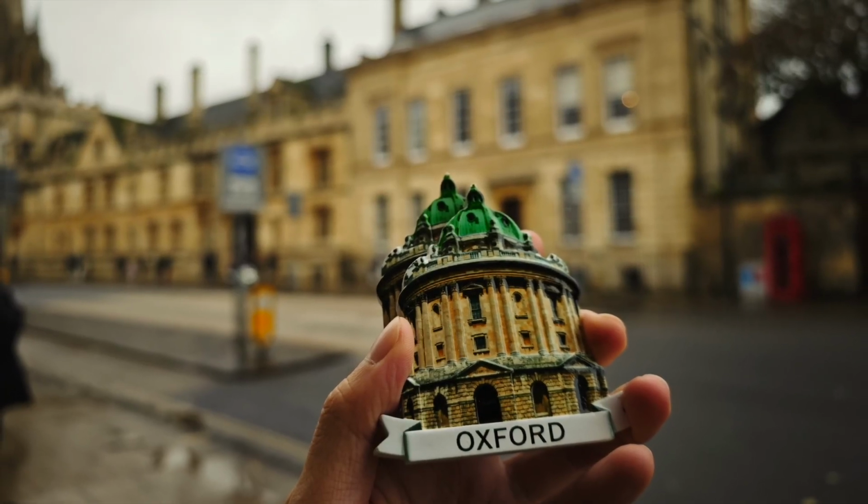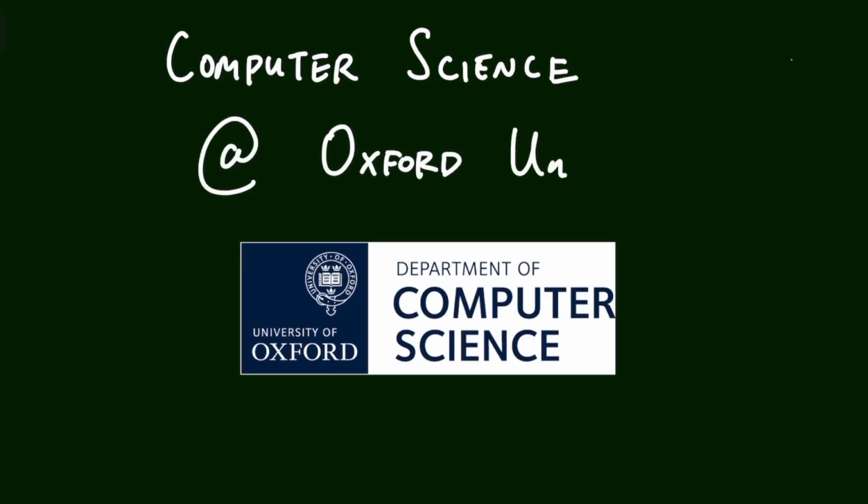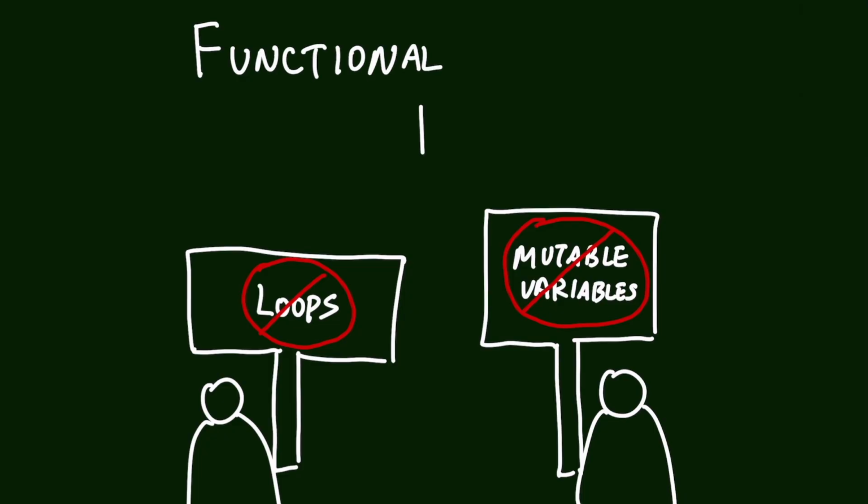Ever wondered what it's like studying computer science at Oxford? Hello, I'm Oscar. I'm currently a final year studying computer science at the University of Oxford, and today I'm delighted to share what I think is the most interesting topic I learned here. Well, believe it or not, it's actually a first year course called Functional Programming.